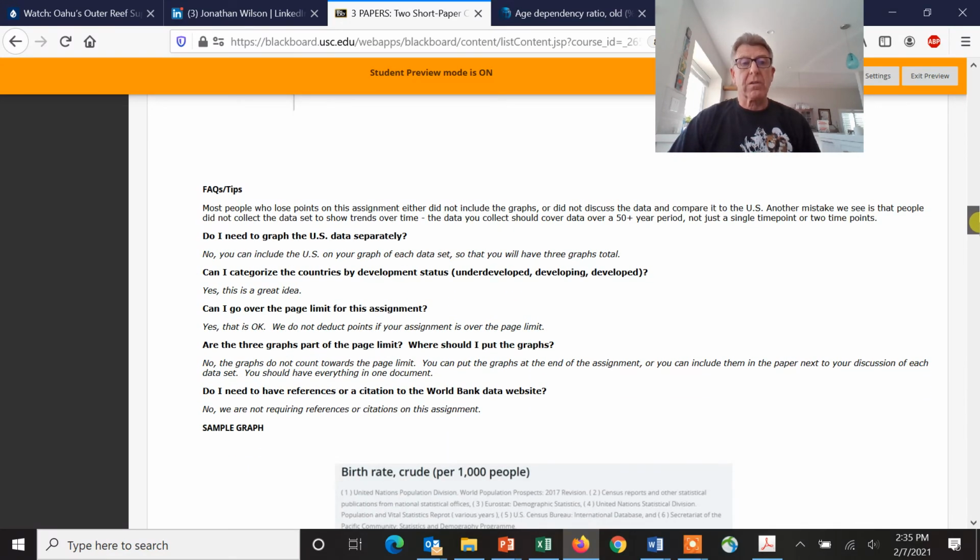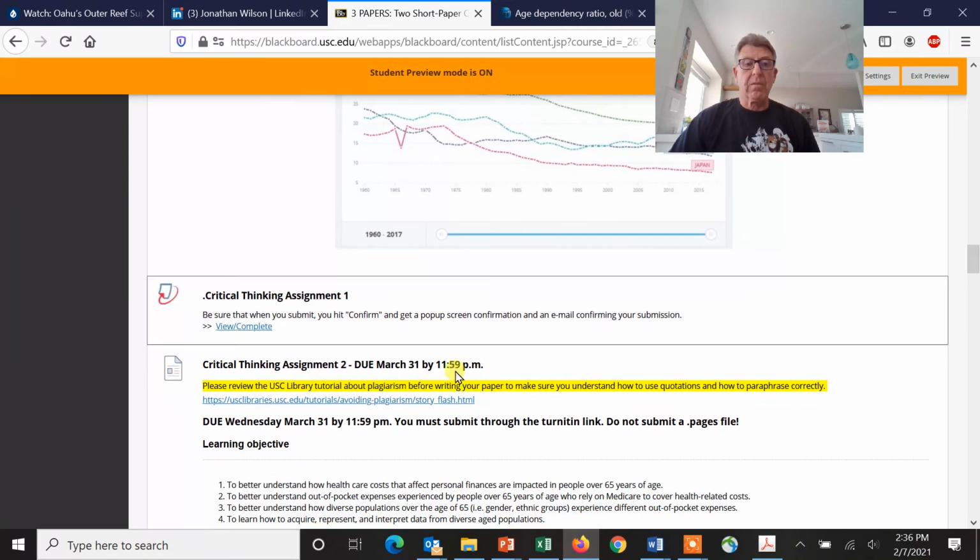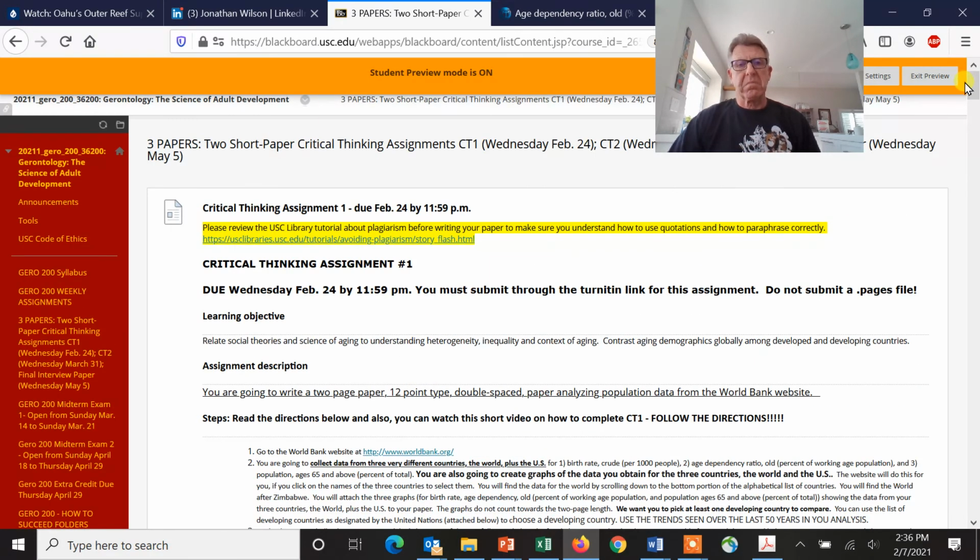Here's a bunch of frequently asked questions and tips. You do not graph everything separately. Put everything into one. Very cool. And there's again the example of the graph. When you're done, you click right here and you upload into Turnitin, and hopefully you've done this before in your life. Awesome. That's it.